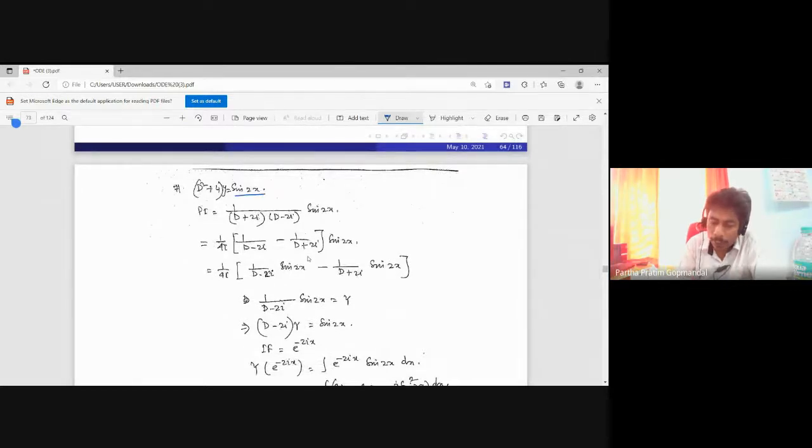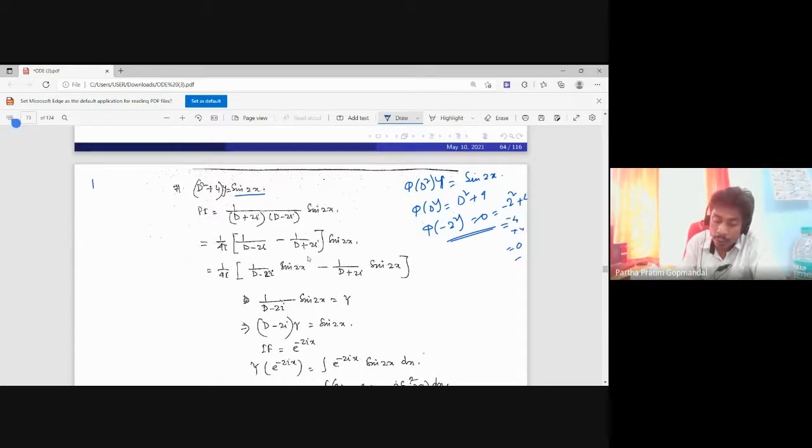And another problem here, one different case I have considered: phi of D squared y equals sine 2x. Now here, phi of D squared is D squared plus 4. So phi of minus 2 squared is 0, because it will be minus 2 squared plus 4, so minus 4 plus 4, so 0.